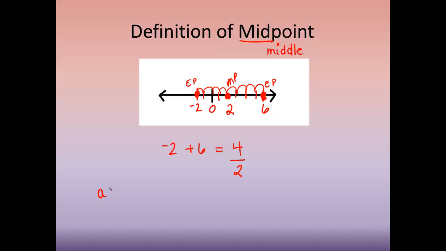So we added our endpoints together, so add endpoints, and then we divide by 2, and we actually get our midpoint. Now the reason we divide by 2 is we're taking halfway, so we're trying to find the middle. That's our midpoint. Let's try that with a different example.